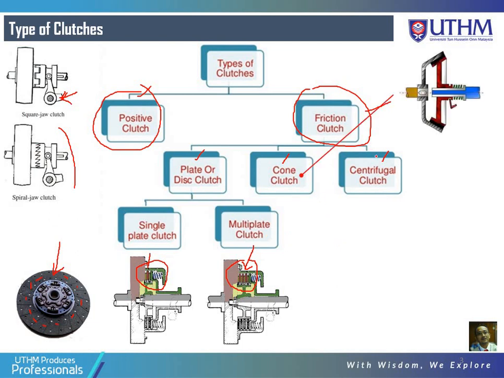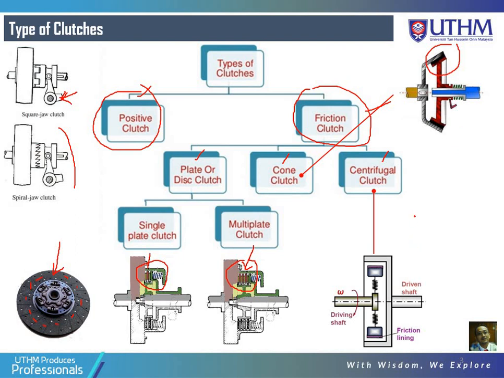What about the cone clutch? If you see here, the arrangement of a plate clutch is slightly different because of the conical shape that has been designed here. This suits the purpose of heavy duty application vehicles that could transfer more torque by using the cone clutch.